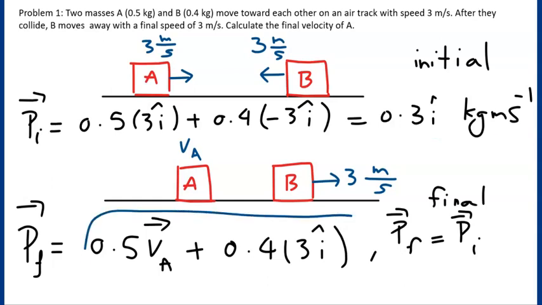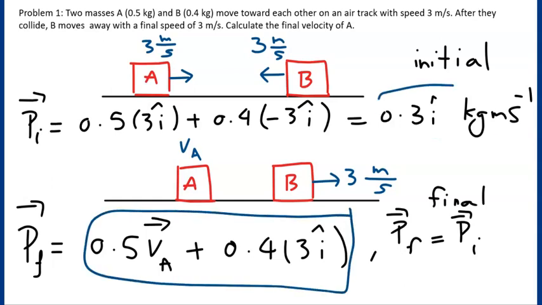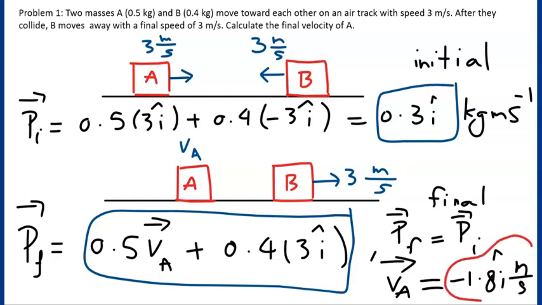So by equating this line to 0.3 i, we can solve for vA, which is the final velocity of A, and we will get minus 1.8 i hat meter per second. So that means A will be moving to the left with a speed of 1.8 meter per second. And that solves the problem.